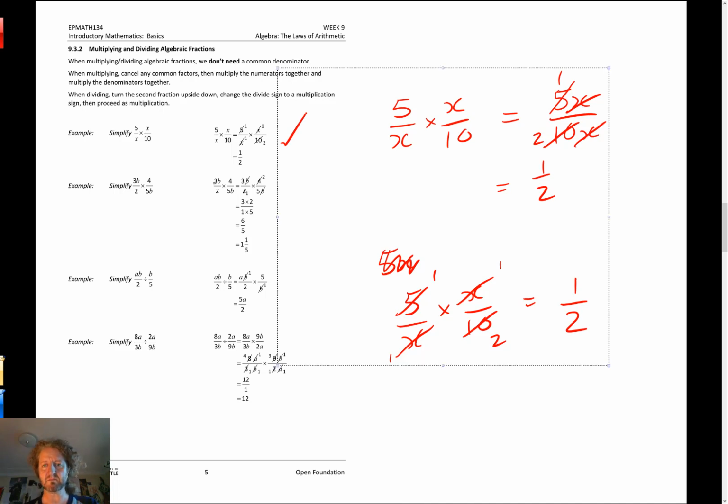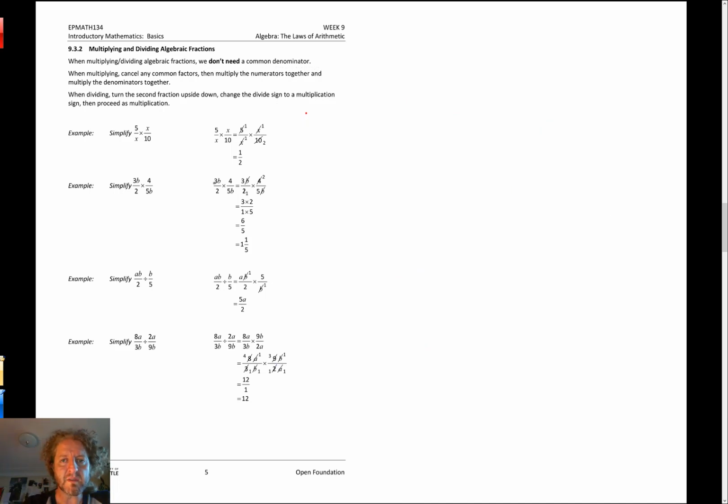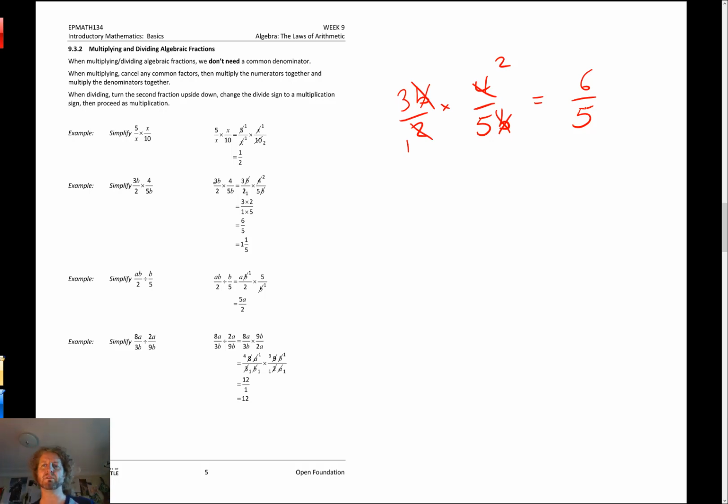That's pretty nice. The next one, I've got a 3b on 2 times a 4 on 5b. I can instantly spot there's a b on top and bottom. It's not an algebra question anymore. We're just back to basic fractions. But let's look for cancelling. 3 and a 5, I don't think so, but 4 and a 2, we've got 2's in them. 1 2 there and 2 2's there. We've got a 3 2's, a 6 on the top and a 1 by 5 on the bottom. And remember, there's nothing wrong with 6 on 5. I could have written it 1 and 1/5, but I really don't care.